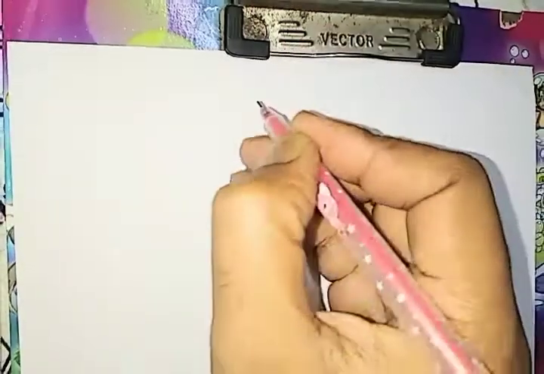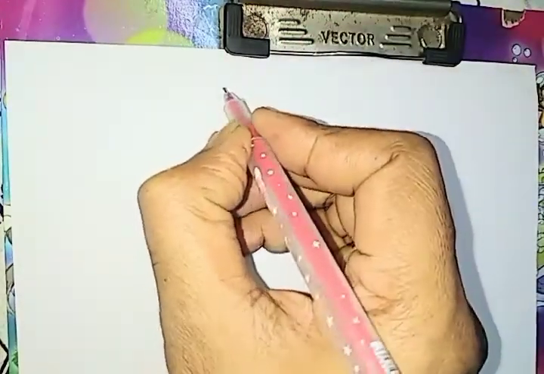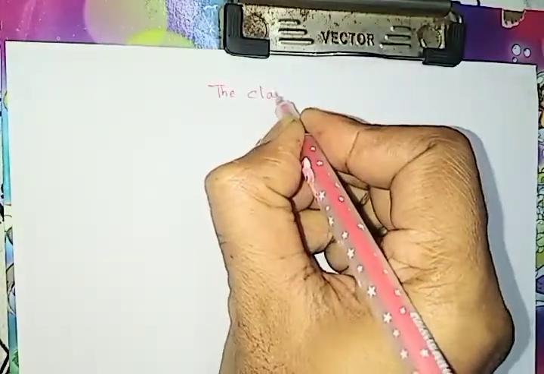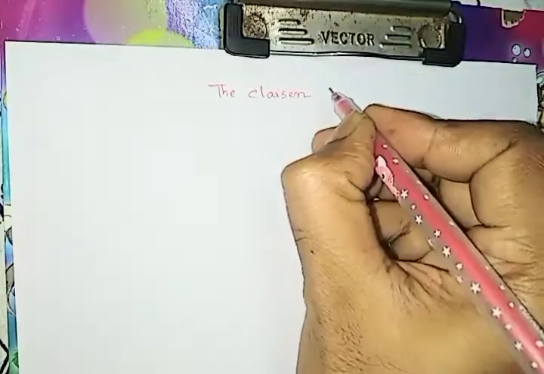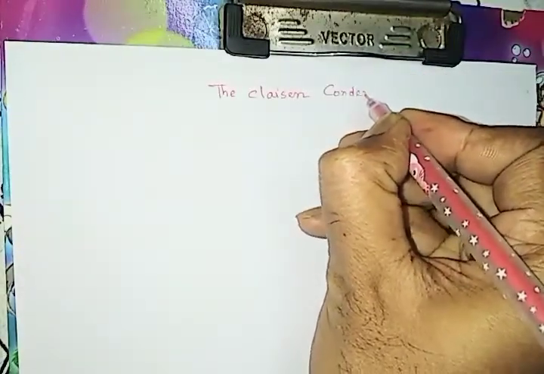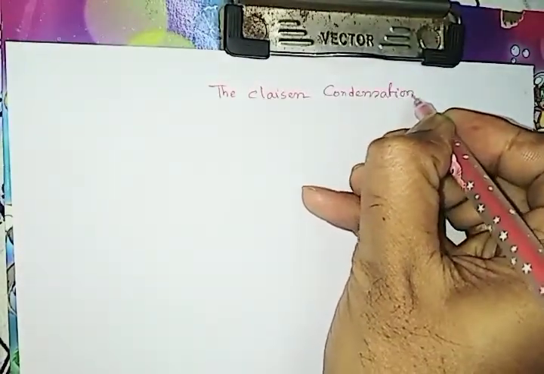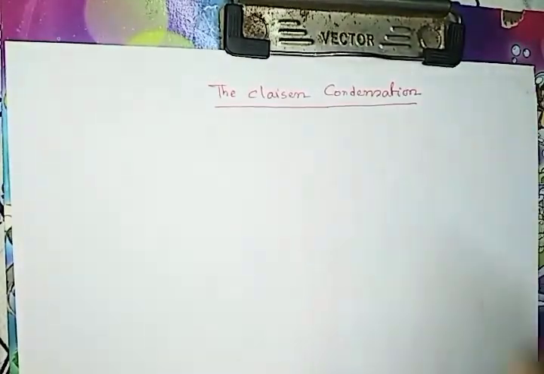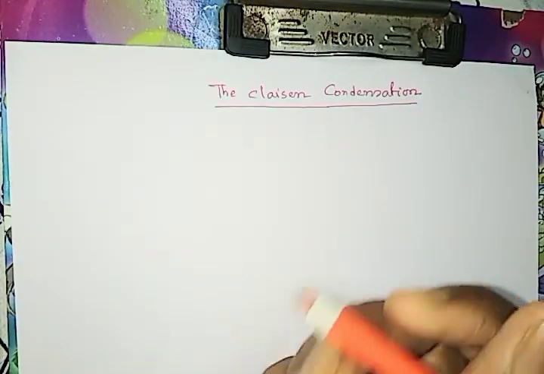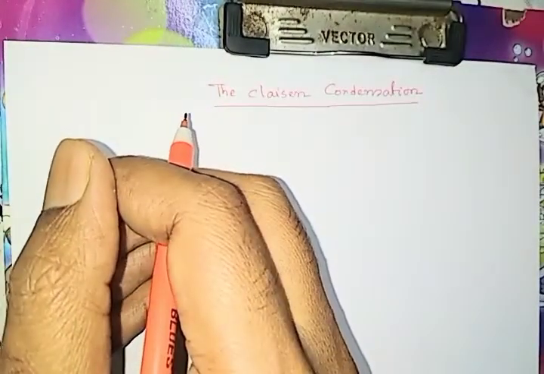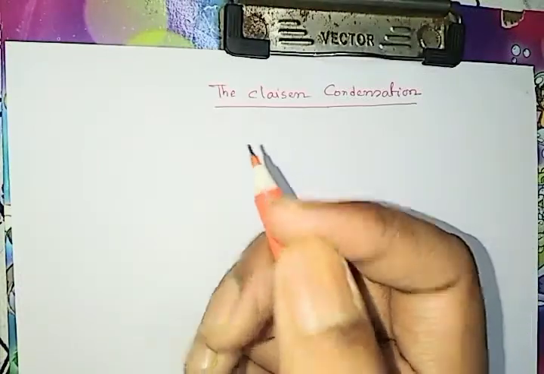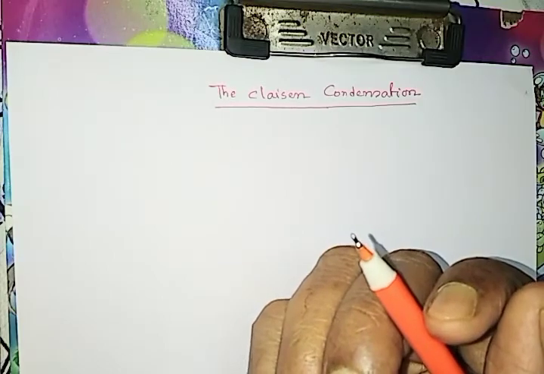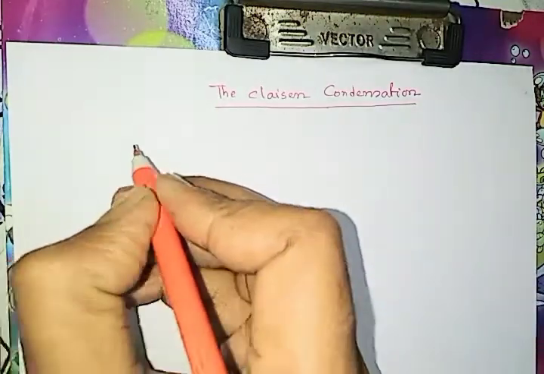In this video, I'm going to teach you about the Claisen condensation reaction. Formation of ethyl acetoacetate from ethyl acetate in the presence of sodium ethoxide is an example of Claisen condensation reaction.